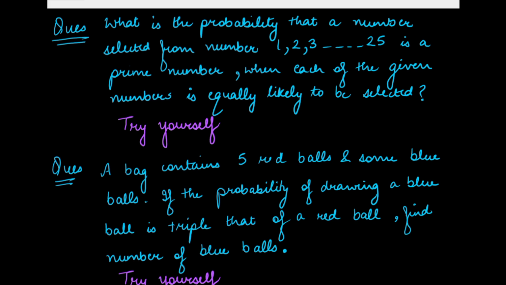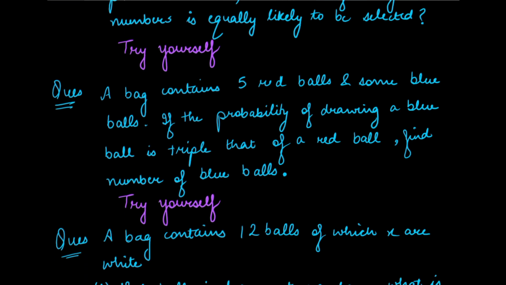Next is a practice question for yourself. What is the probability that a number selected from numbers 1, 2, 3 to 25 is a prime number when each of the given numbers is equally likely to be selected? Pause the video, do this question and then move on. It is a very simple question. You just need to know what is a prime number, what are the prime numbers from 1 to 25, and you just need to calculate how many of them are there, and that's all.